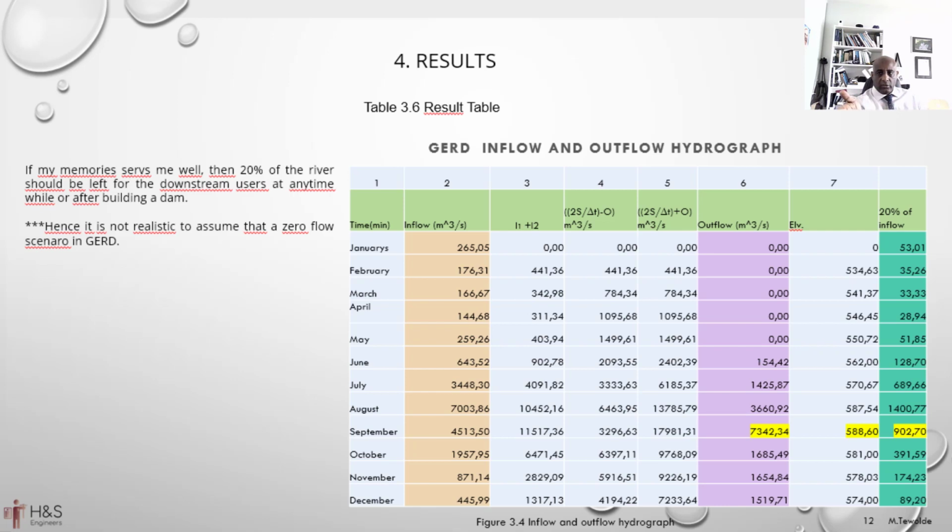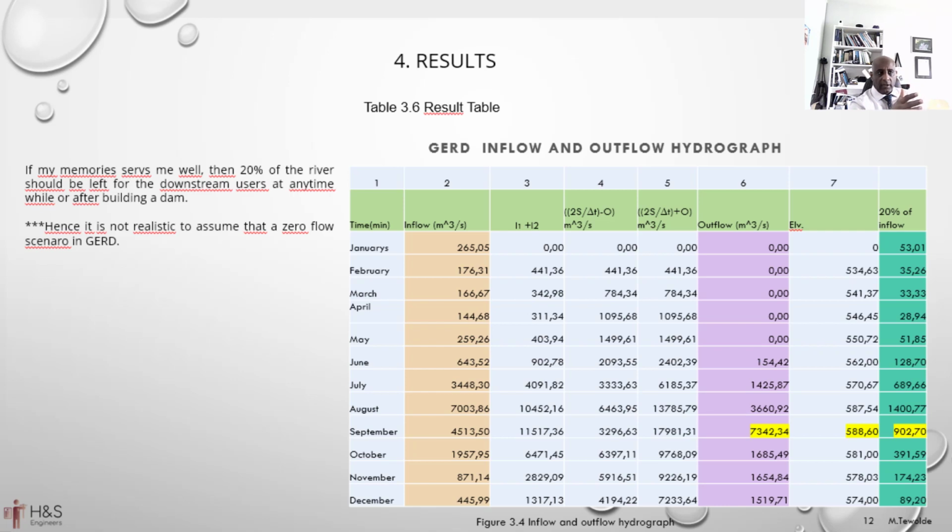So that is it. That is 20% released inflow. If you consider the 20% of the inflow here, you will find this one. Luckily, this is a very small amount of water, except at the time of August, 1,400 something. That is the inflow hydrograph. That's a very small amount. Anyway, the hydrological calculation result is this.